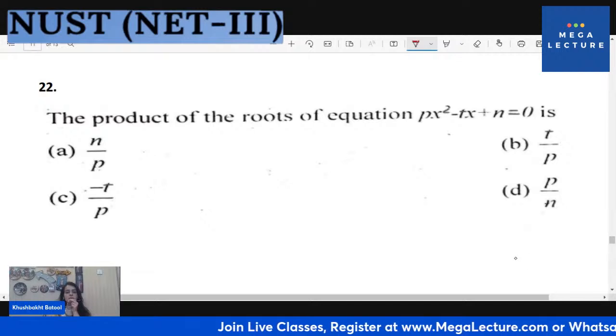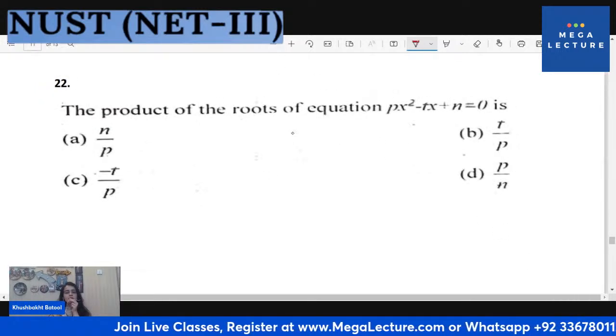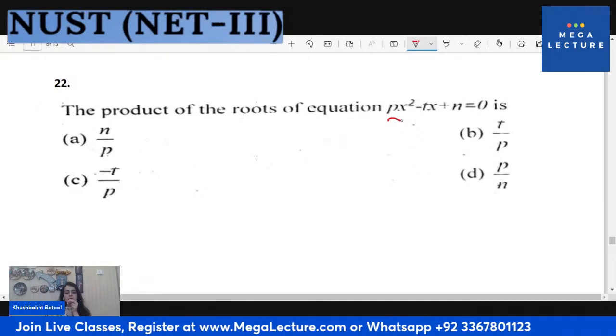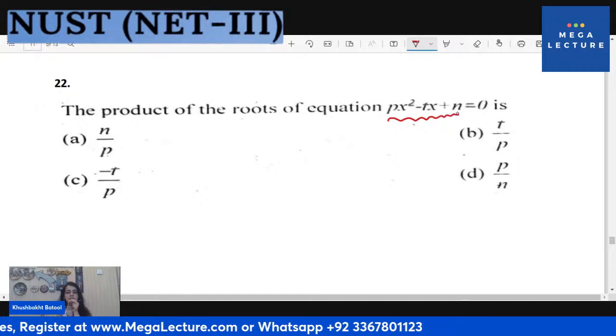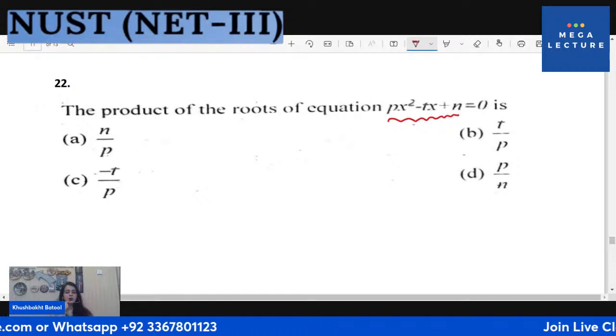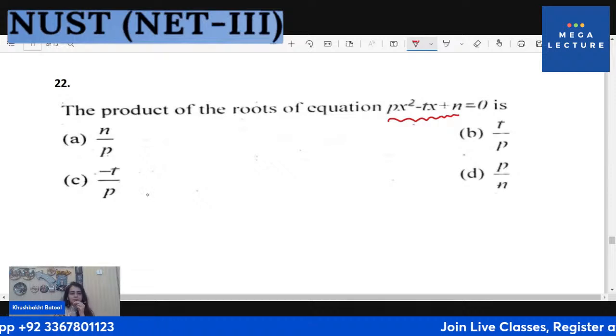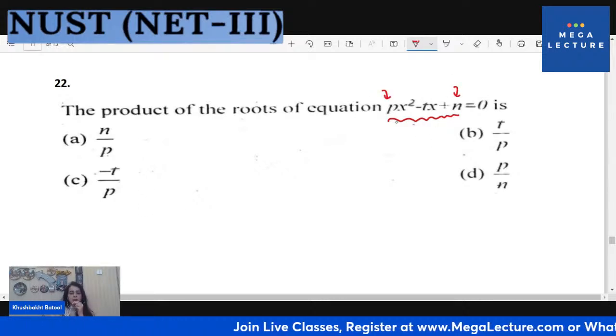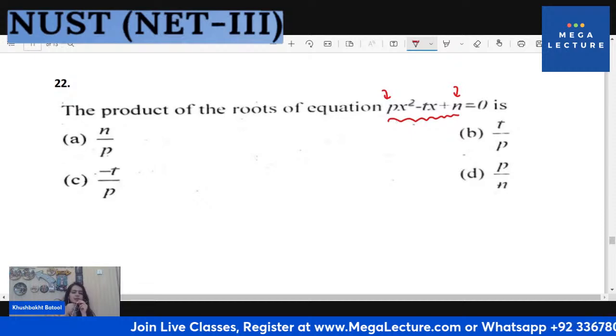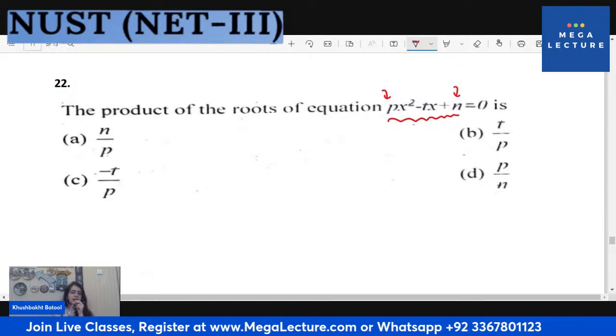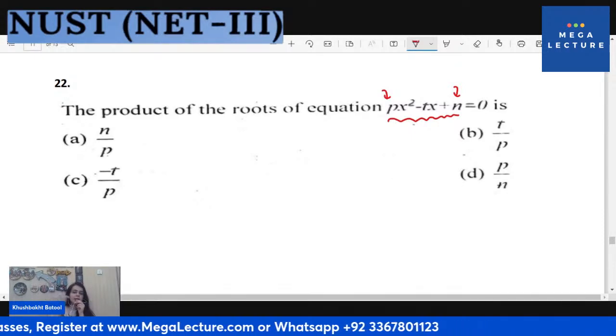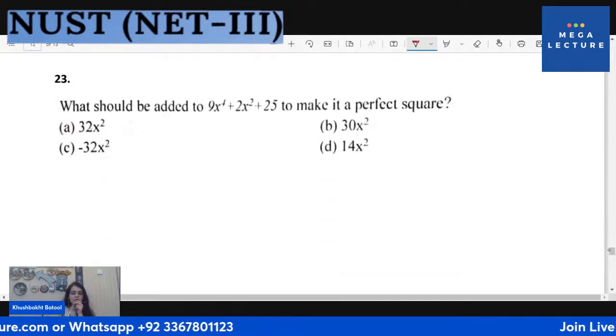Okay. It says the product of the roots of equation px squared minus tx plus n is. Now I've been telling you the product is basically what? This number divided by this number. Okay, so it is usually c by a, but since we have p and n, so it would be n by p. So the answer is going to be A in this case. Let's talk about the next one.